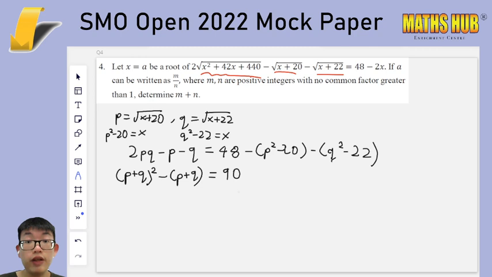This is a simple enough quadratic in terms of p and q. We note that it must be positive because they are both square roots, so the sum is also going to be positive. So I can just say that here p plus q would be 10 and not minus 9.